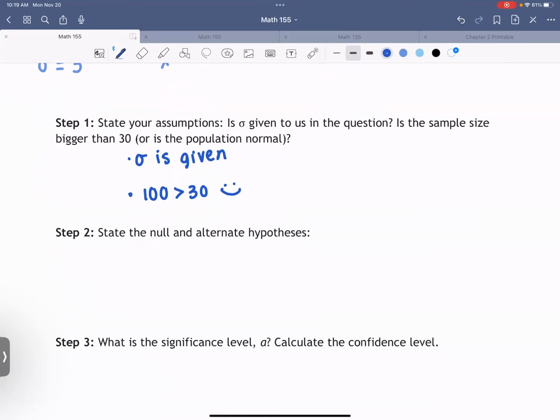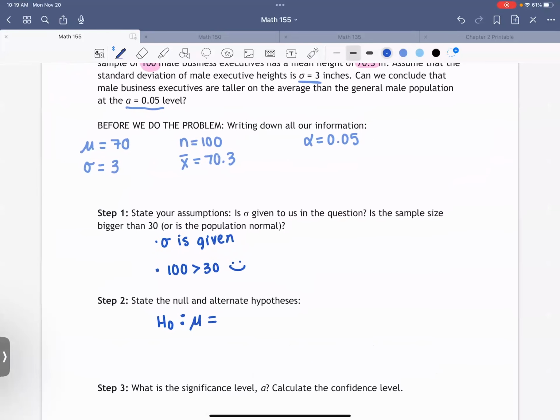The null hypothesis is always H0, right? After H0, we'll put a colon, and we're always going to talk about the mean, and in particular, the mean being equal to some sort of number, okay? Now, it's really nice that I wrote down all my information here because we actually have 2 means in the question. Well, what is mu equal to when I wrote it down? 70, right?